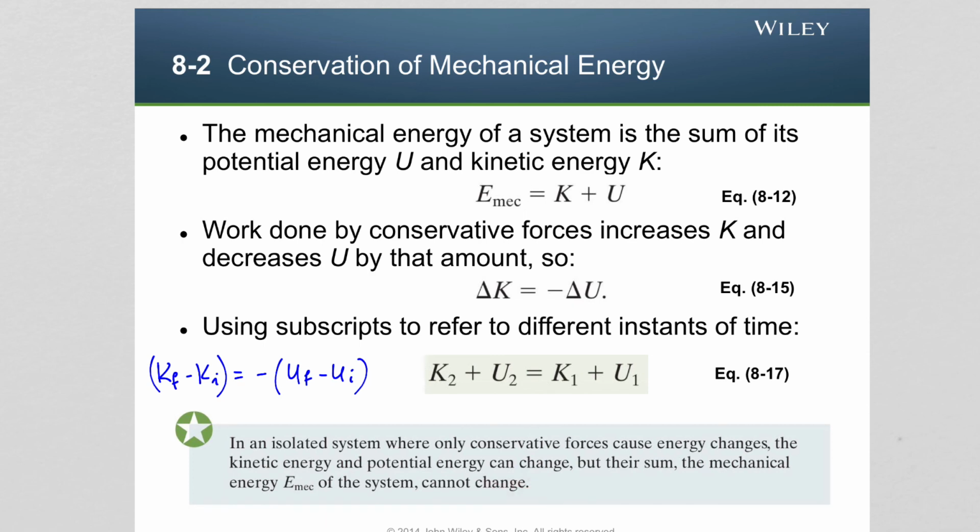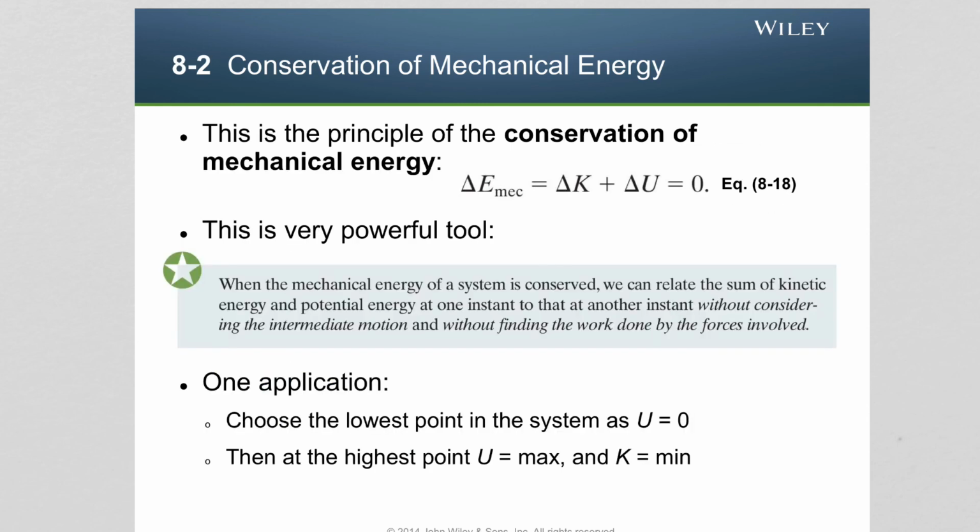So when only conservative forces act in the system, such as the gravitational force or spring force, the mechanical energy of the system doesn't change. The sum of kinetic and potential energy of the system remains constant. The individual parts, the kinetic energy and the potential energy, can change in value, but the sum always remains the same. This is known as the principle of conservation of mechanical energy. The change in mechanical energy is equal to the change in kinetic energy plus the change in potential energy, and that is equal to 0. This is only true, one more time, in the presence of conservative forces.